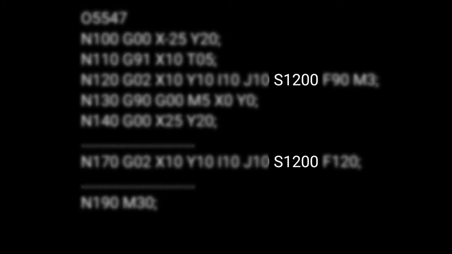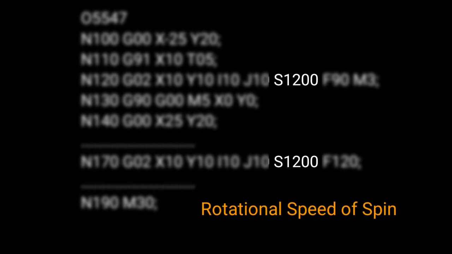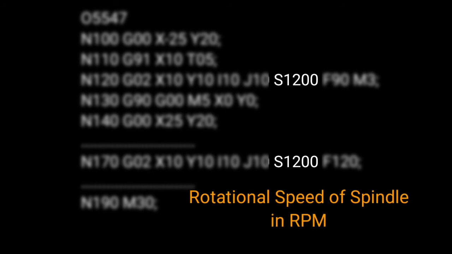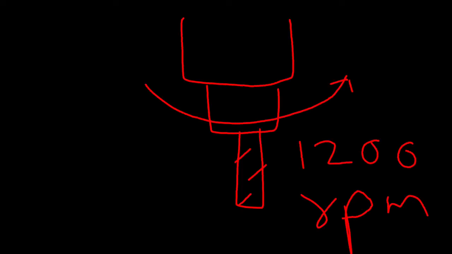There is a spindle speed function which specifies the speed of the spindle. The letter S is followed by the spindle speed in RPM. For example, if there is a code S1200, then it means that the spindle will rotate at the speed of 1200 RPM, that is, revolutions per minute.